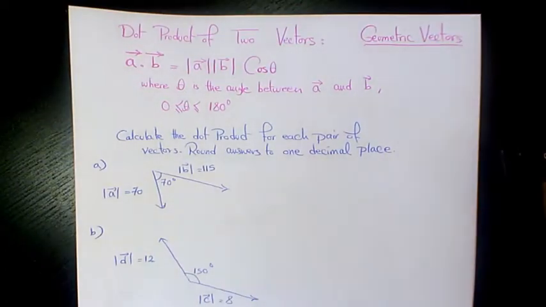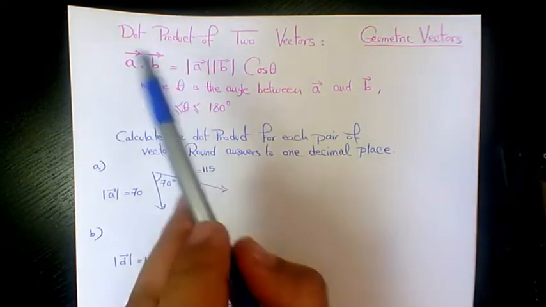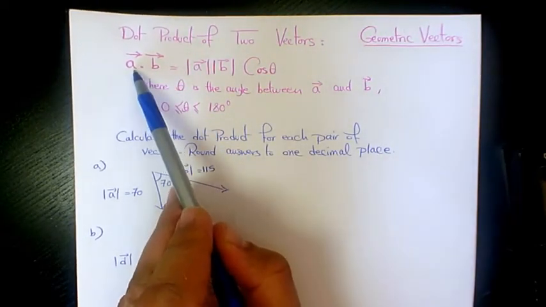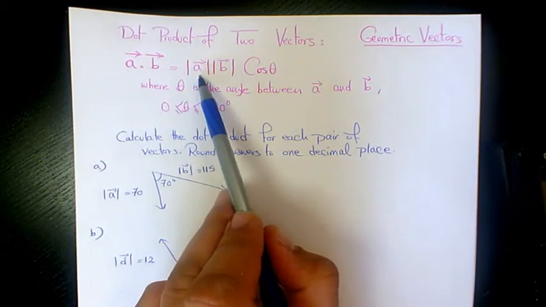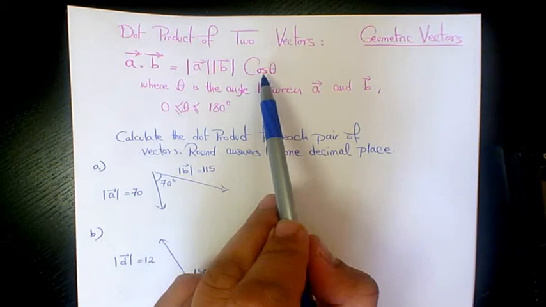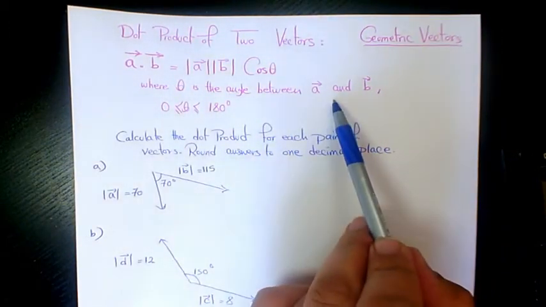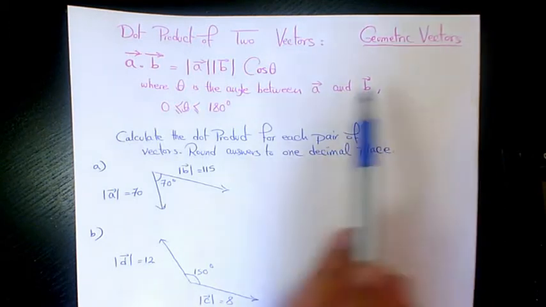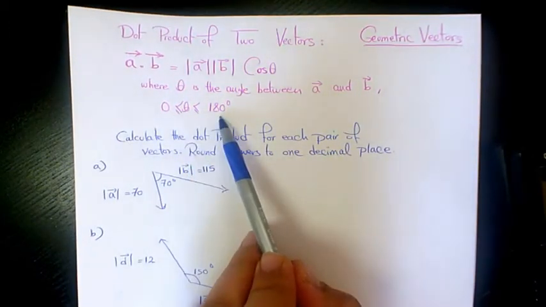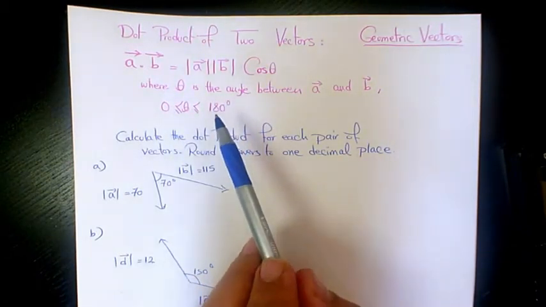Welcome to another video. In this video I want to talk about the dot product of two vectors, but this time geometric vectors. So we need to use this formula. The dot product of vectors A and B is going to be the magnitude of A multiplied by the magnitude of B multiplied by the cosine of theta. What is theta? Theta is the angle between vector A and vector B, which is between 0 and 180 degrees. That's how we find the dot product of two vectors.